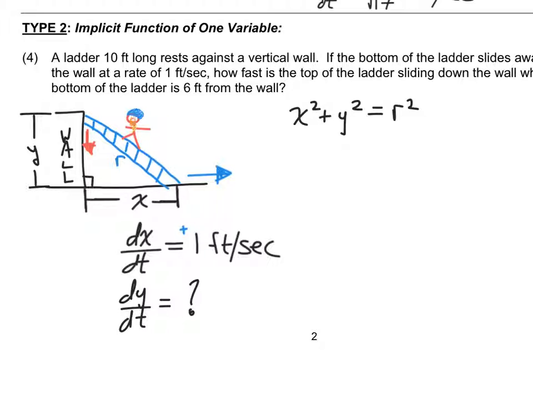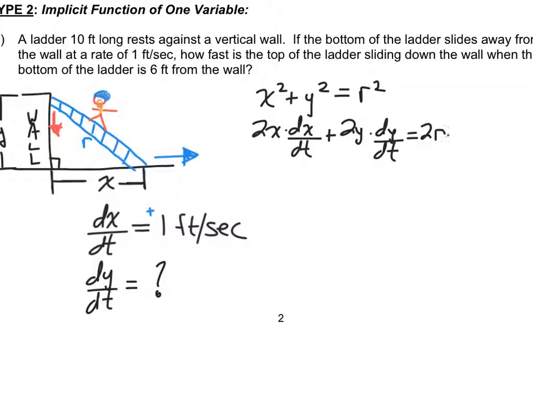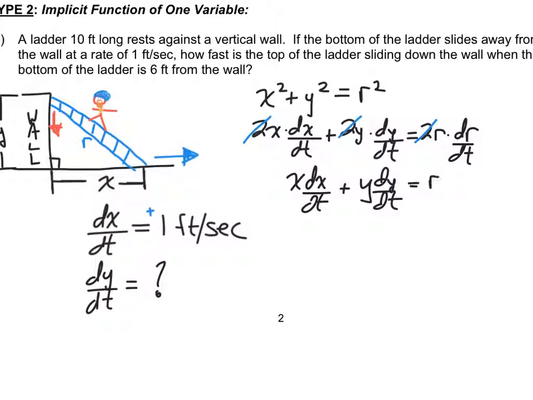If we differentiate this, we're going to get 2x times dx/dt plus 2y times dy/dt equals 2r times dr/dt. Same result as the previous problem. So there's really no new work to be done here. That's good news. We could even kill the 2's right off the bat. And we'll be looking at x dx/dt plus y dy/dt equals r dr/dt.